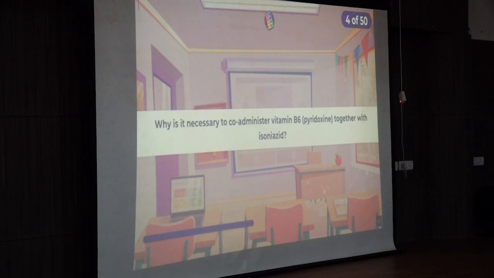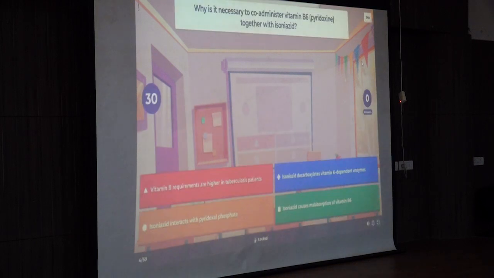Why is it necessary to co-administer vitamin B6 pyridoxine together with isoniazid? So vitamin B requirements are higher in TB patients. Isoniazid causes decarboxylation of carboxyl groups in vitamin K dependent enzymes. Isoniazid interacts with pyridoxal phosphate. Isoniazid causes malabsorption of vitamin B6.